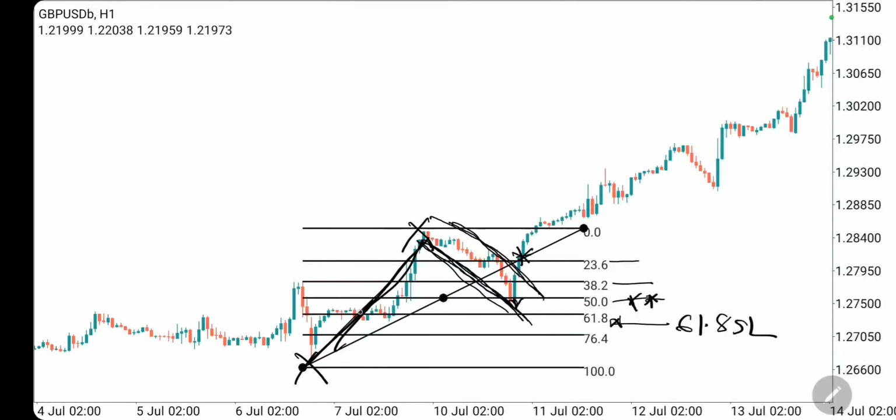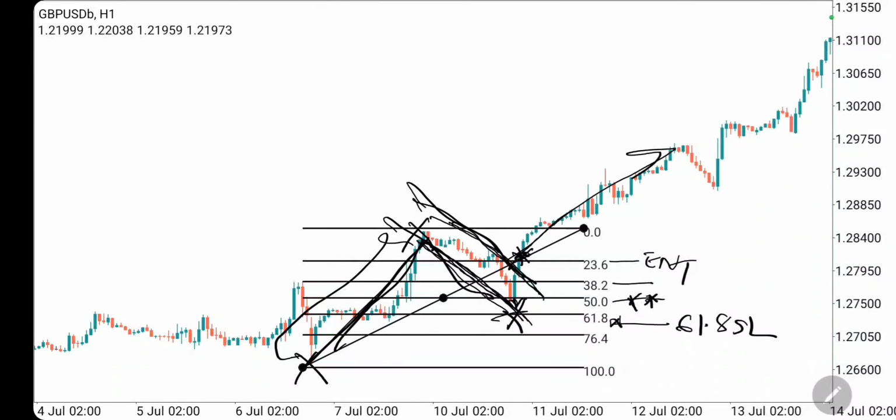All right, this is a flag pattern. My entry will be at 23.6, at the other side of the flag, and my stop loss will be right here. So I'm getting into the trade. What will be my take profit? My take profit will be the size of the first leg. I don't know if this is clear. This strategy is a very important strategy.